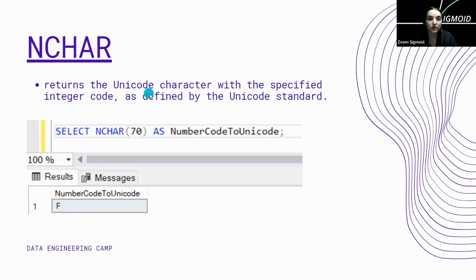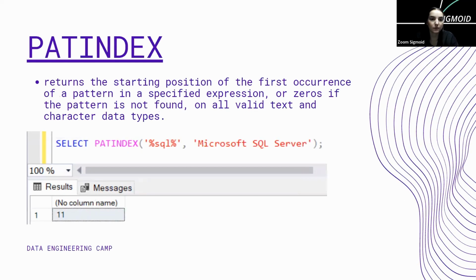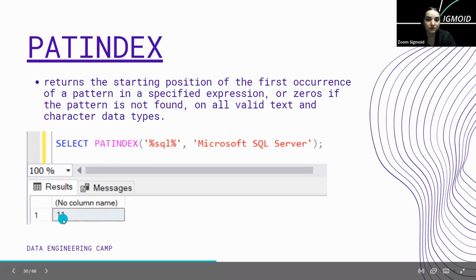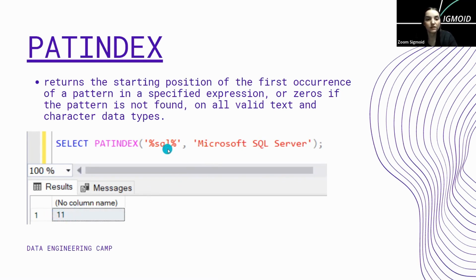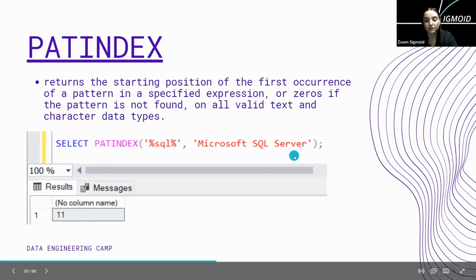NCHAR returns the Unicode character with the specified integer code as defined by the Unicode standard. So also you have to know all these codes if you want to display them. PATINDEX returns the starting position of the first occurrence of a pattern in a specified expression, or 0 if the pattern is not found. So we have SQL here. Let's count 1, 2, 3, 4, 5, 6, 7, 8, 9, 10, 11. So the first letter will be at the 11th position. This SQL will be found in the 11th position.